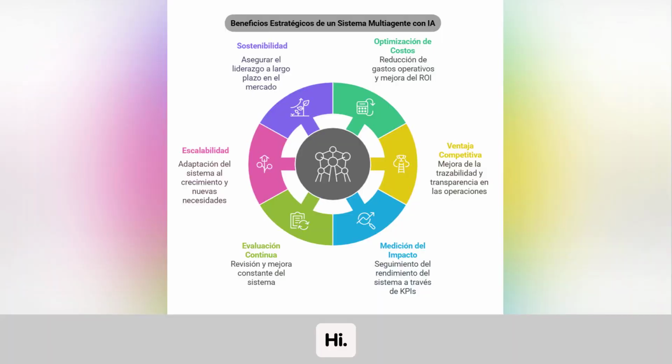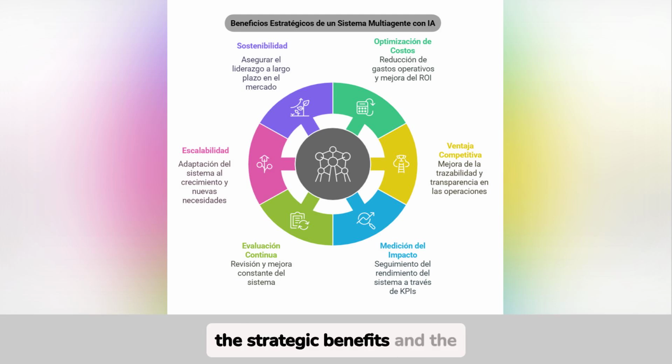Hi. Today, I want to talk in detail about the ROI, the strategic benefits, and the follow-up plan of this multi-agent AI system. I want to understand clearly how all these elements are integrated to improve our management. What can you tell us about it?